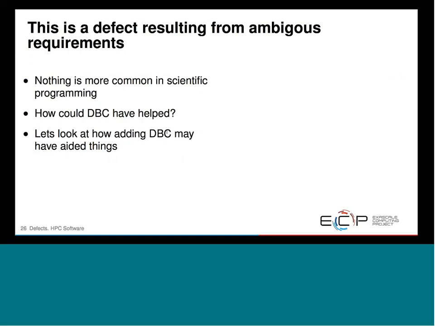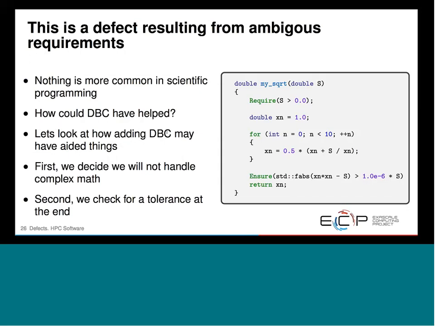So how could DBC have helped? Let's look at this, and now I've added some DBC statements to the exact same routine. The first thing I did is decide that when I was writing this, given that somebody told me to write a square root function and didn't give me any other guidance, I was going to assume I wasn't going to deal with complex math. So the first thing I put in is a requirement that the value entering is going to be greater than 0. I've made that decision. Maybe it was the wrong decision, but at least it's documented, given that I wasn't given any other requirements.